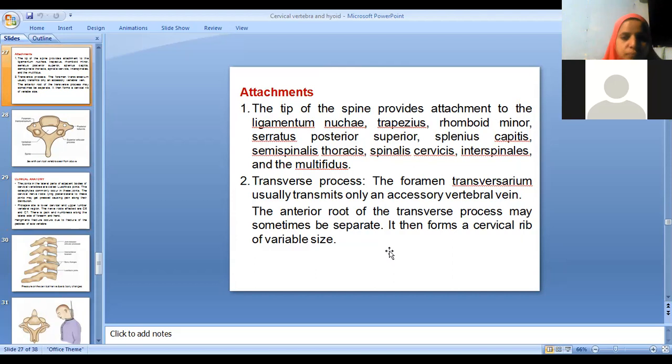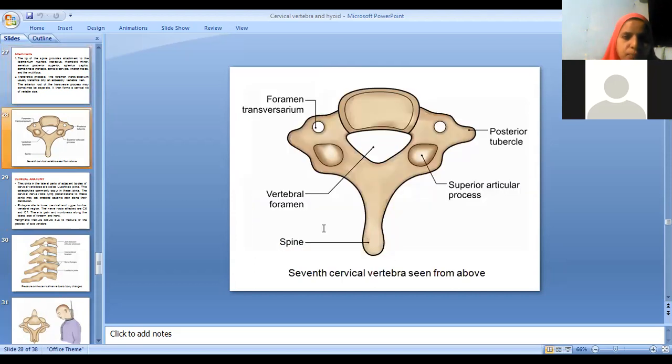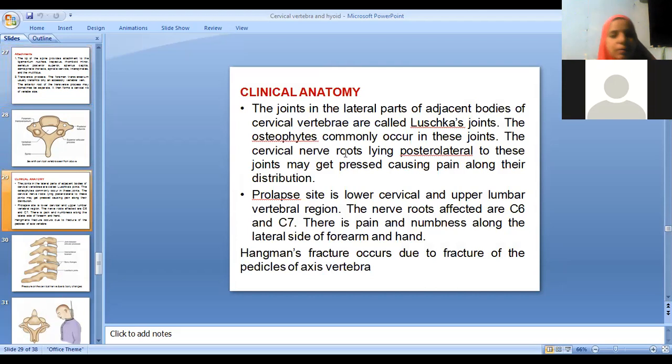Mm, right, yeah. So the joint, Sibson's fascia is attached to, yes, beta, the C7, right? Which one? Sibson's fascia. Ha, yes, yes.